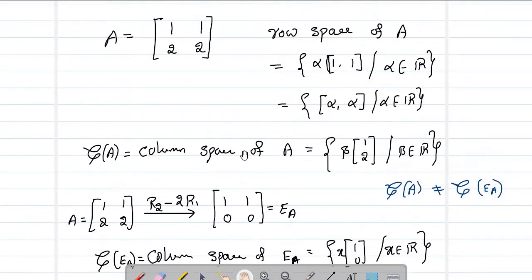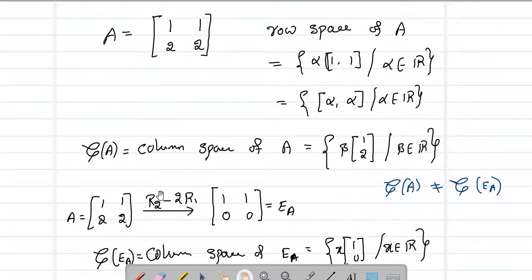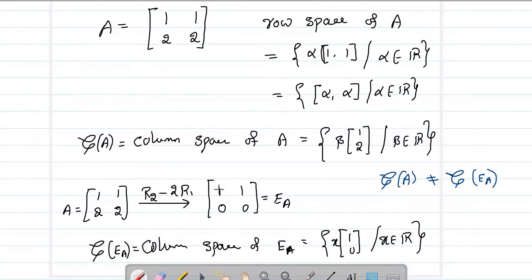So what you can do is, after reducing the matrix into reduced echelon form, identify the columns which contain pivot elements. Which columns contain pivot elements here? Only the first column contains the pivot element. So the basis of the column space of A is just the first column. Here, if you observe, the space is changing but the dimension remains the same.